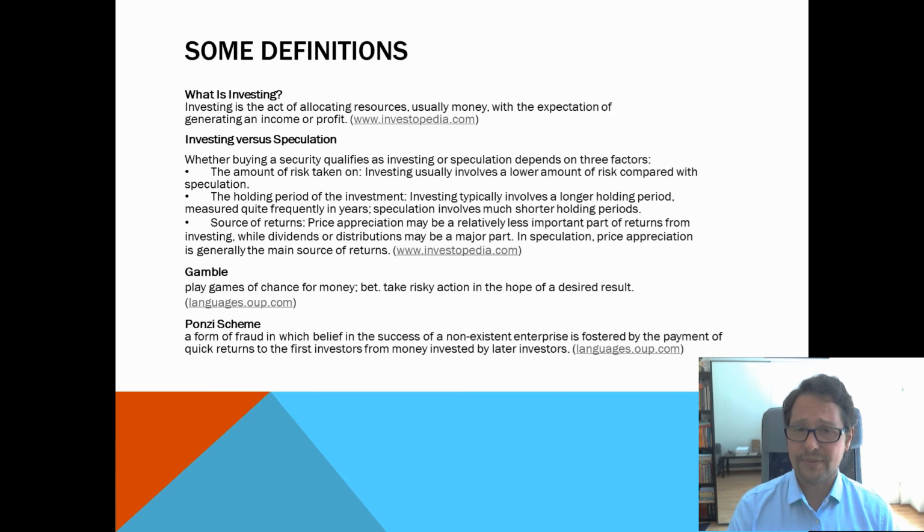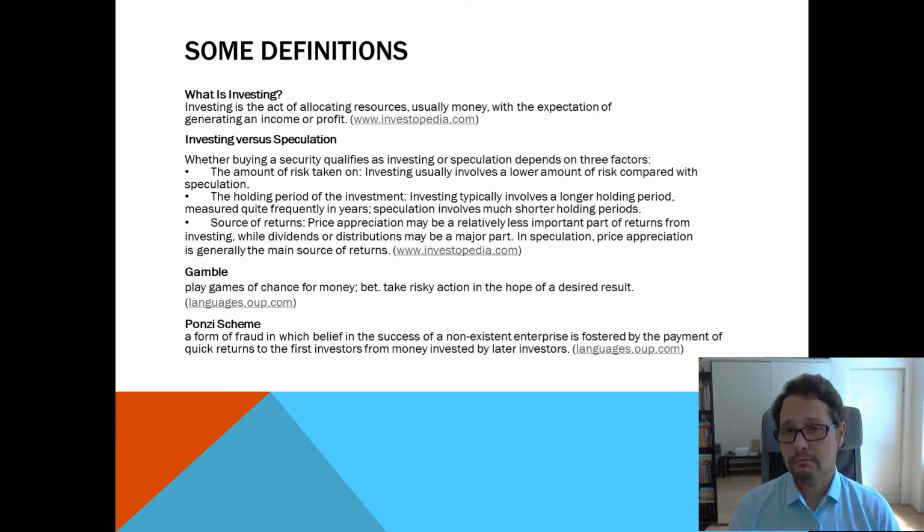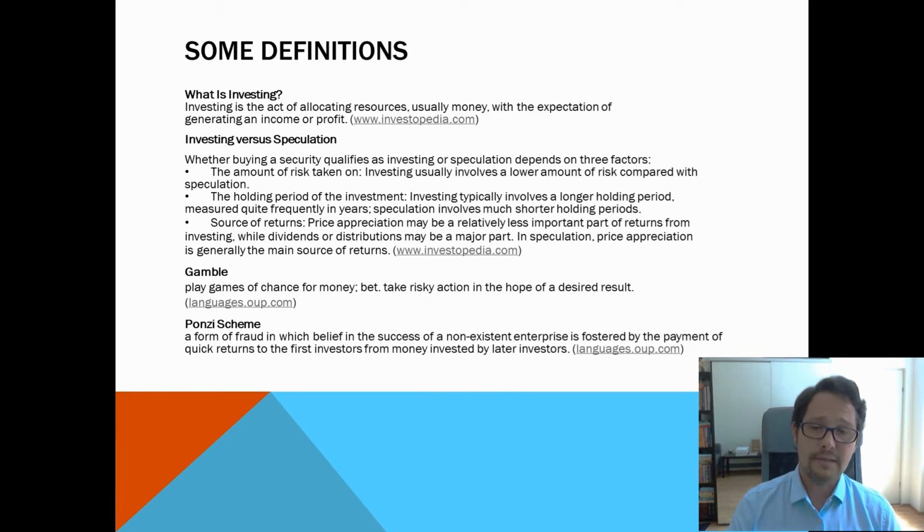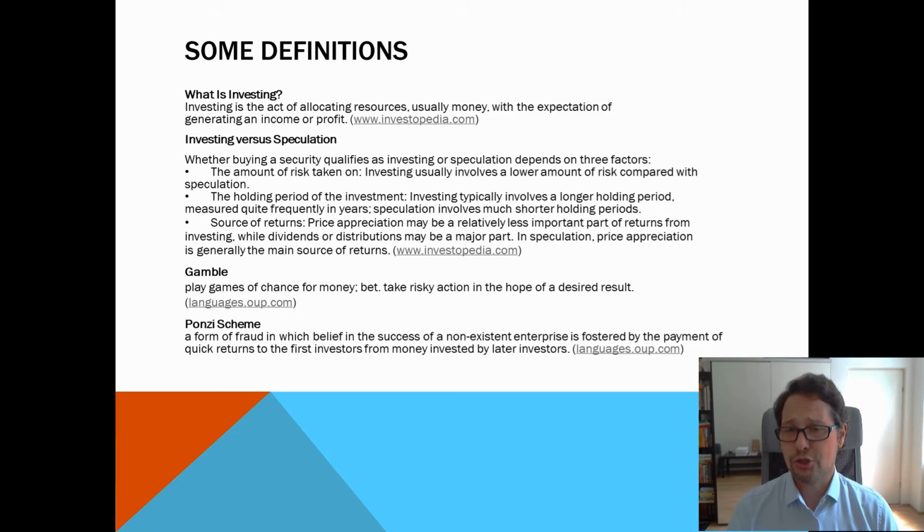First, I want to start with some definitions. I have some definitions from Investopedia. Investing is the act of allocating resources, usually money, with the expectation of generating an income or profit. So let's say that buying cryptocurrencies, Bitcoins, fits the definition because you are expecting to get a profit out of it. Then the difference between investing versus speculation. Investing means less risk, speculation means a lot of risk. So from this point of view, Bitcoin fits more the definition of a speculation.